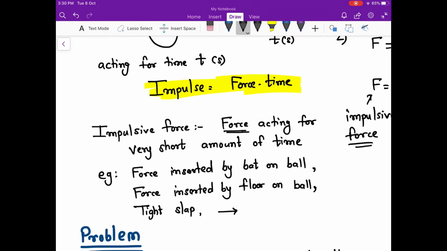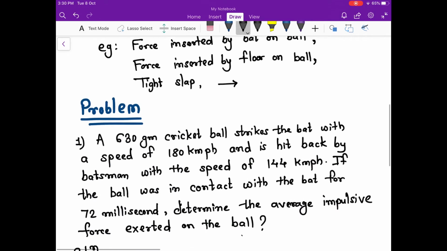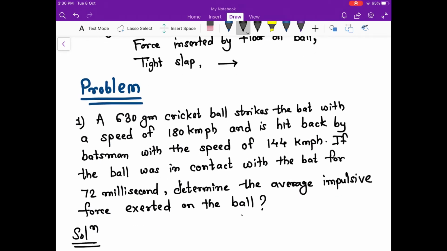This problem solving is very easy. This is one of the easiest topics of engineering mechanics, from where you can get a lot of problems, and the problems are not that difficult. It is very simple. Now this is a sample problem.